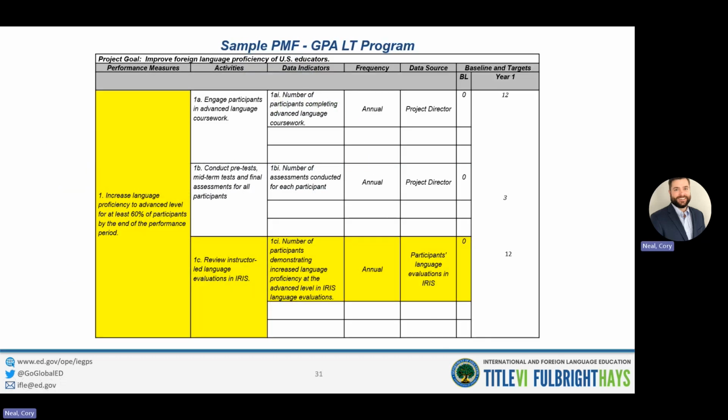Applicants will be required to develop the proposed goals and project-specific performance measures and activities on the performance measure form. Here is an example of a GPA long-term PMF or performance measure form. There's also guidance on page 64 of the application package regarding evaluation and the PMFs.